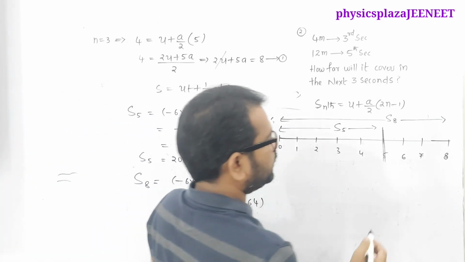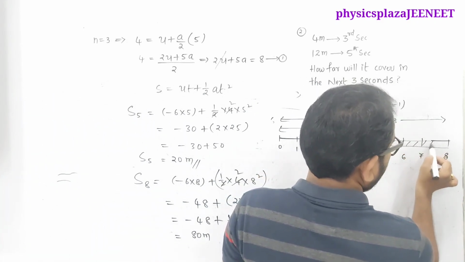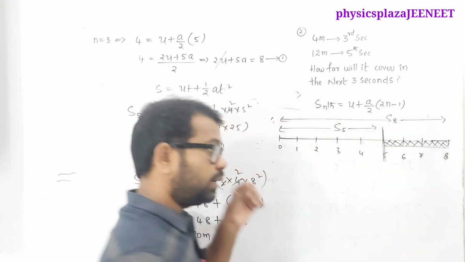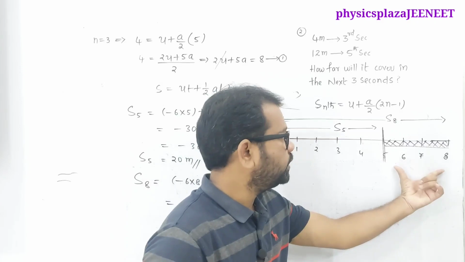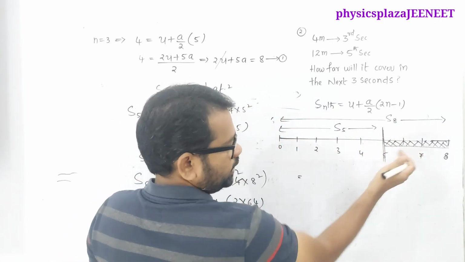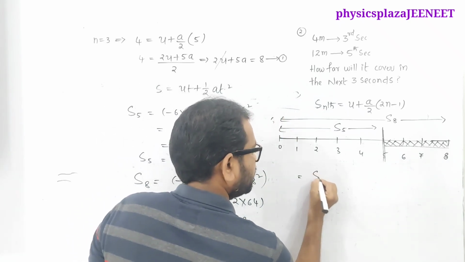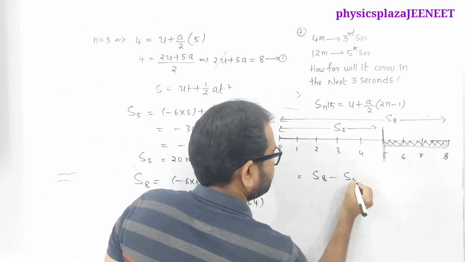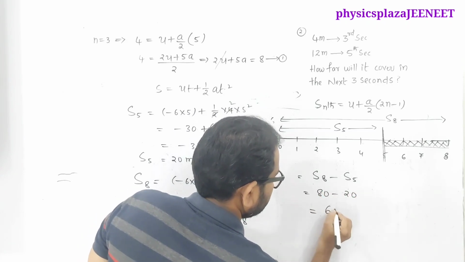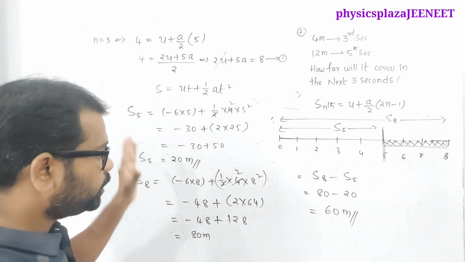Now they are asking us to calculate the distance covered in the next 3 seconds. So how to do this? S8 minus S5, we'll get it. Next 3 seconds means 5 to 6, 6 to 7, 7 to 8. So this is distance covered in 8 seconds minus distance covered in 5 seconds. This is 80 minus 20. So the answer is 60 meters. That's it, children. This is how we can solve the numericals.